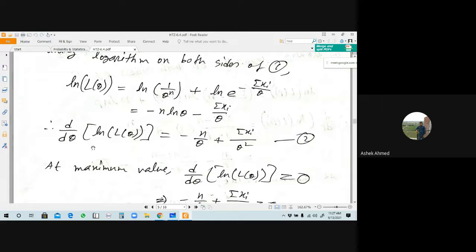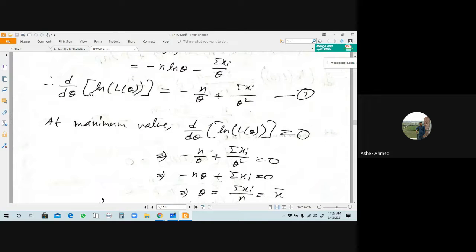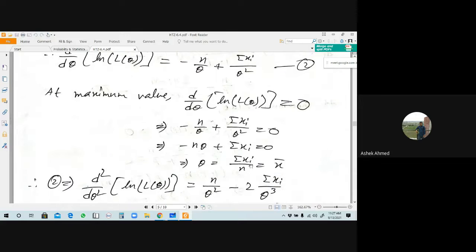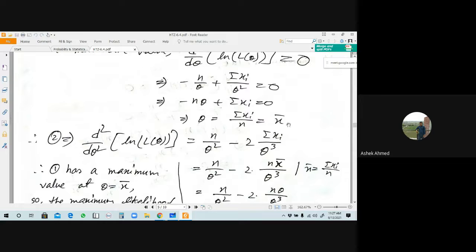For finding the maximum value at theta, you have to differentiate this function with respect to theta, then the result will be of this form. At the maximum value we know that this derivative will be 0. From here you have to find out the value of theta. The value of theta is x bar, summation of xi by n, that will be x bar here.